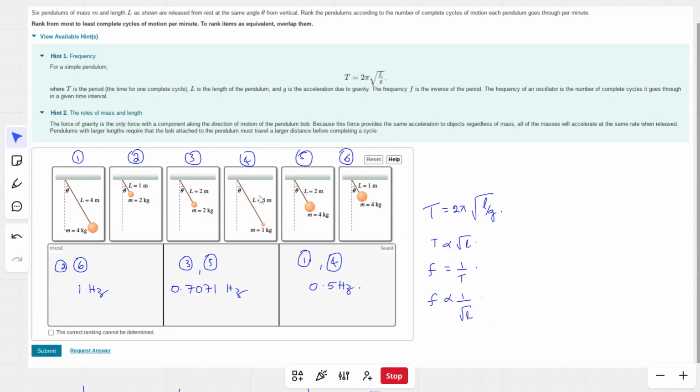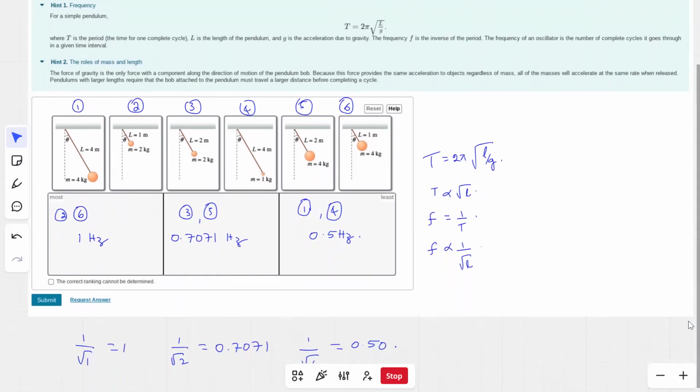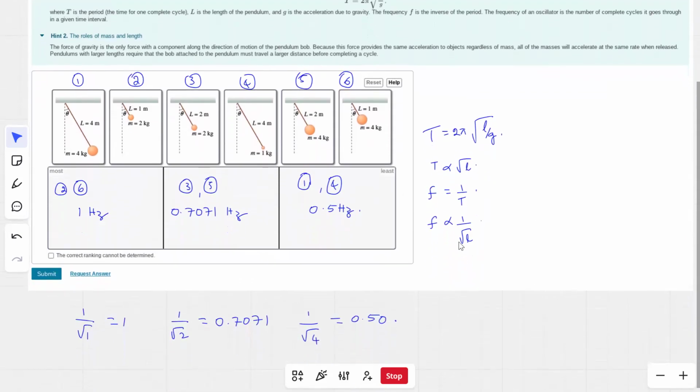So the mass does not come into the picture in this. Only the length will. Therefore, we have to find the square root of length. So I calculated the square root of length and then I inverted it. If you take length 1 meter, 2 meters, 4 meters, then 1 by root 1 is equal to 1, 1 by root 2 is equal to 0.7, and 1 by root 4 is equal to 0.5.